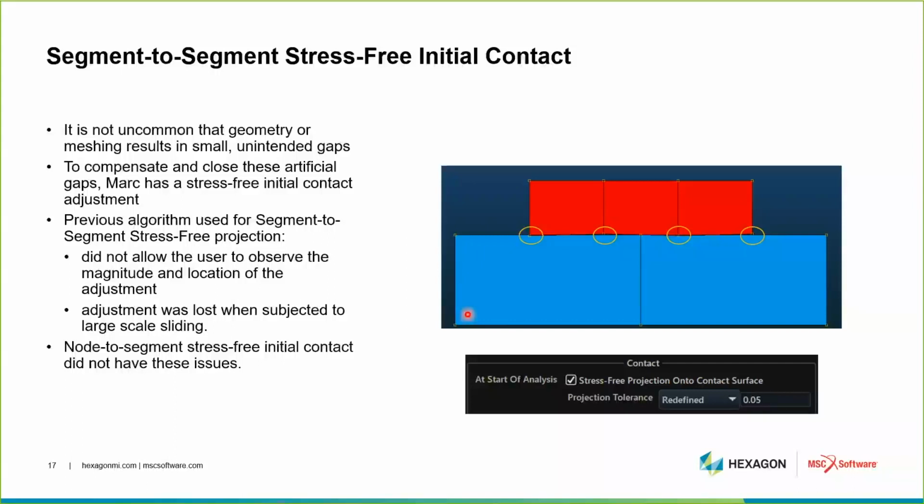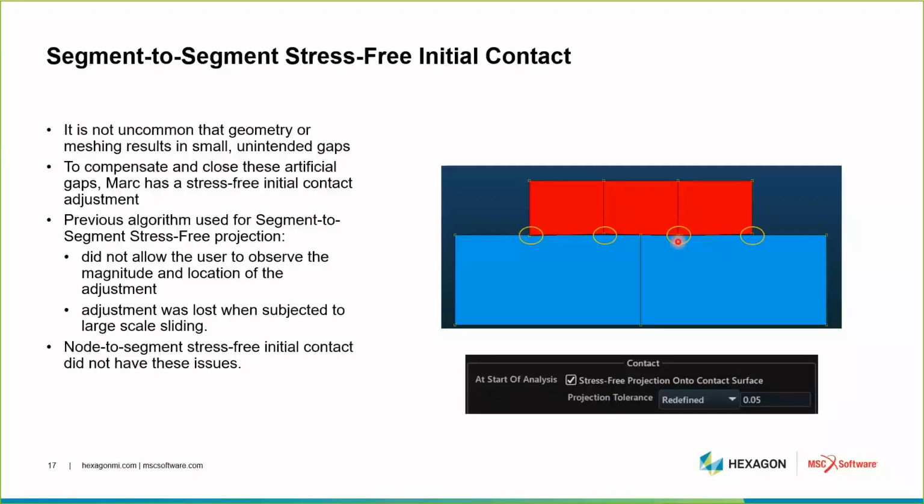Segment-to-segment stress-free initial contact. It's not uncommon that your geometry or meshing results in small unintended gaps. This one here is a little bit artificial, but it's still possible, maybe where the CAD came in or your CAD person wasn't paying perfect attention, it is not perfectly lined up, you have small gaps. Maybe there was even a small shim here that you didn't want to address. There are some ways of dealing with this, but one way that a lot of people like to do is just do this stress-free initial contact adjustment, which then closes those gaps.